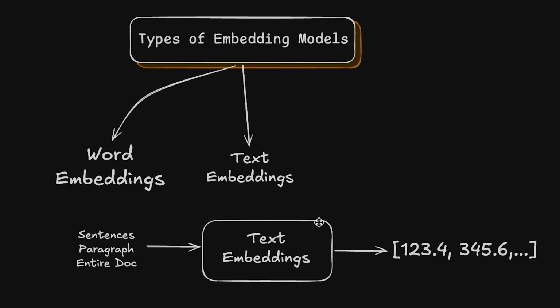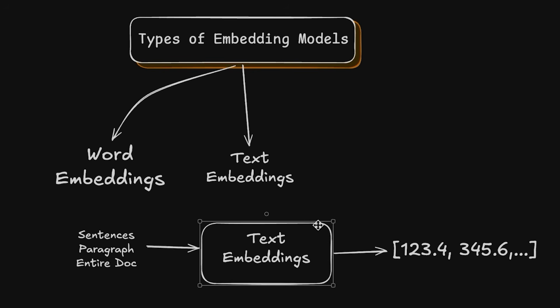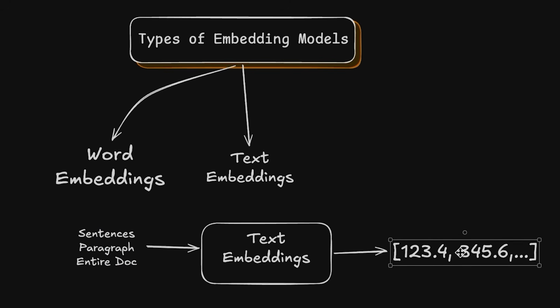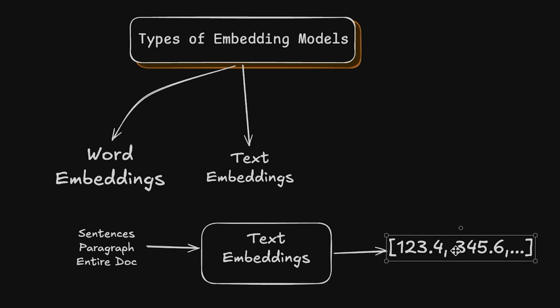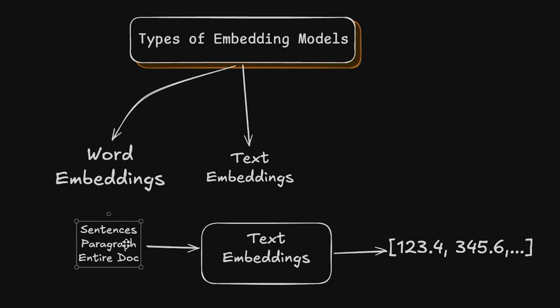The main advantage of this type of embedding model is that since we can embed the entire sentence, paragraph, or document, you would have the embeddings generated, which means you can compare two sentences with each other. You can compare two paragraphs. You can even compare an entire document with a search query. So that's the main power of text embeddings.